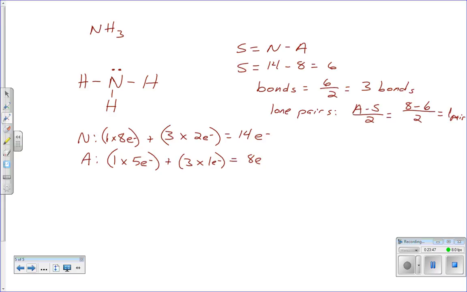Yes? All right. I feel like that's enough for today. We'll talk in more detail tomorrow about how to figure out what shape these guys have. And from there, we'll be able to figure out whether the molecule itself is going to be polar or not.